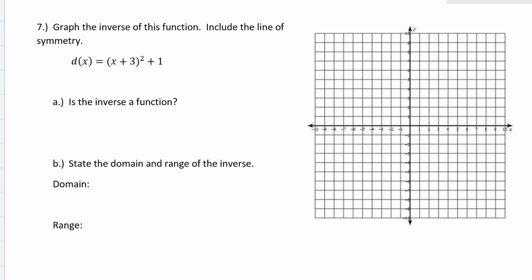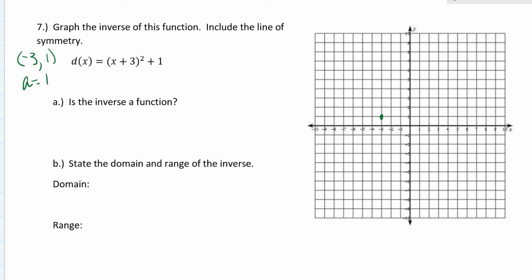Alright, in this problem it says we want to graph the inverse of this function and include the line of symmetry. Well, I like to include the original function, so I know my locator point for this is going to be -3, 1, and my a value equals 1. So I come over here to -3 and I go up 1.